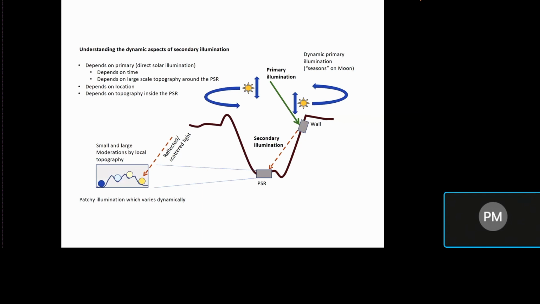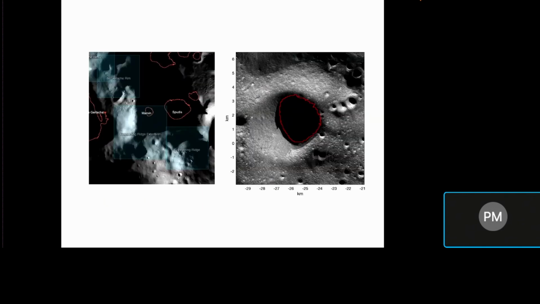Next slide, please. Okay, so just another example. This is for the Marvin crater, which is part of the connecting ridge extension Artemis landing site. You can see the location of the PSR, and in the background you can see the NAC mosaic. Next slide, please.